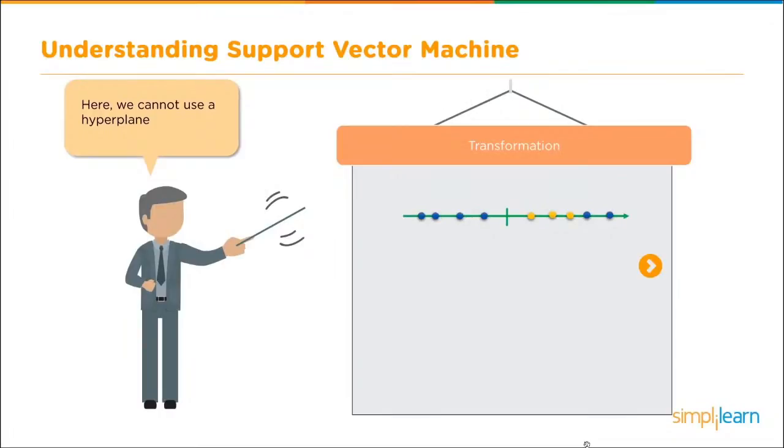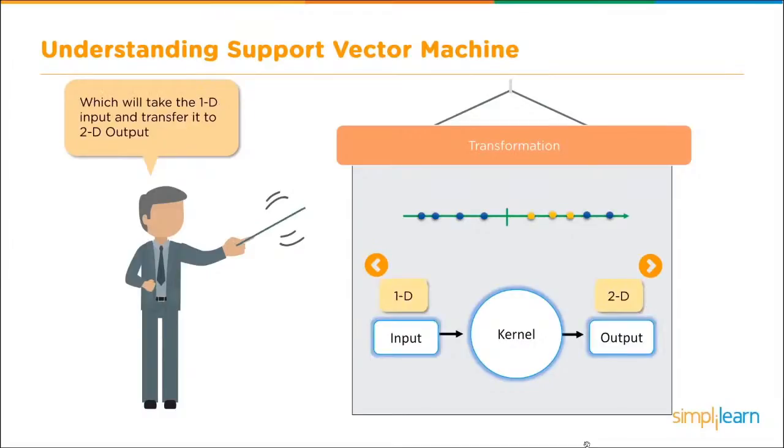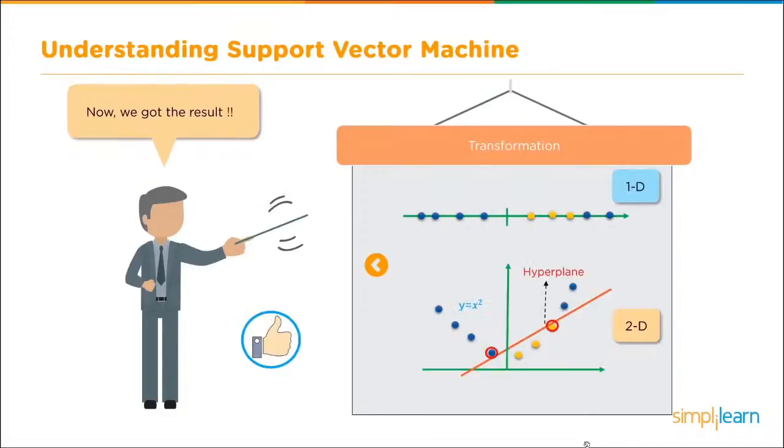So when you see data like this, it's necessary to move away from a 1D view of the data to a two-dimensional view of the data. And for the transformation, we use what's called a kernel function. The kernel function will take the 1D input and transfer it to a two-dimensional output. As you can see in this picture here, the 1D when transferred to two dimensions makes it very easy to draw a line between the two data sets.